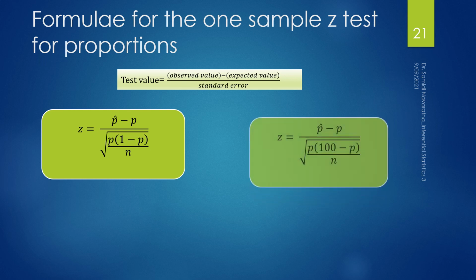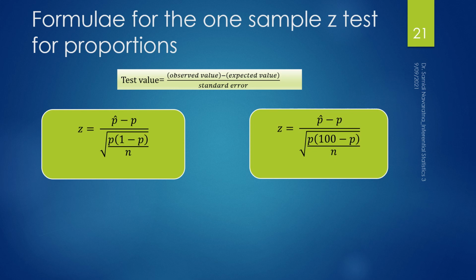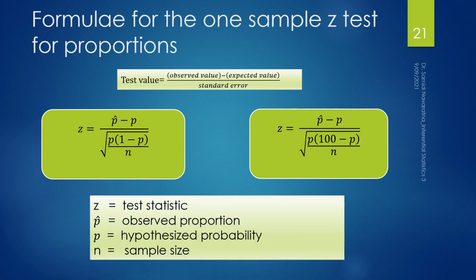Now, as we discussed, if you don't like dealing with decimal points, you can use the percentages, and you can use this equation instead. So the key to the equations is the test statistic. P hat is the observed proportion, P is the hypothesized probability, and N is the sample size.